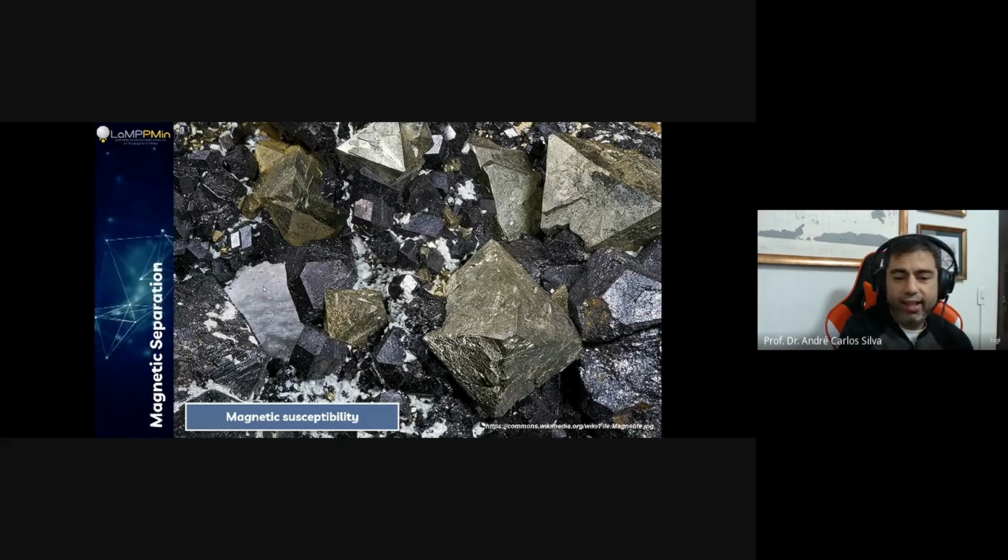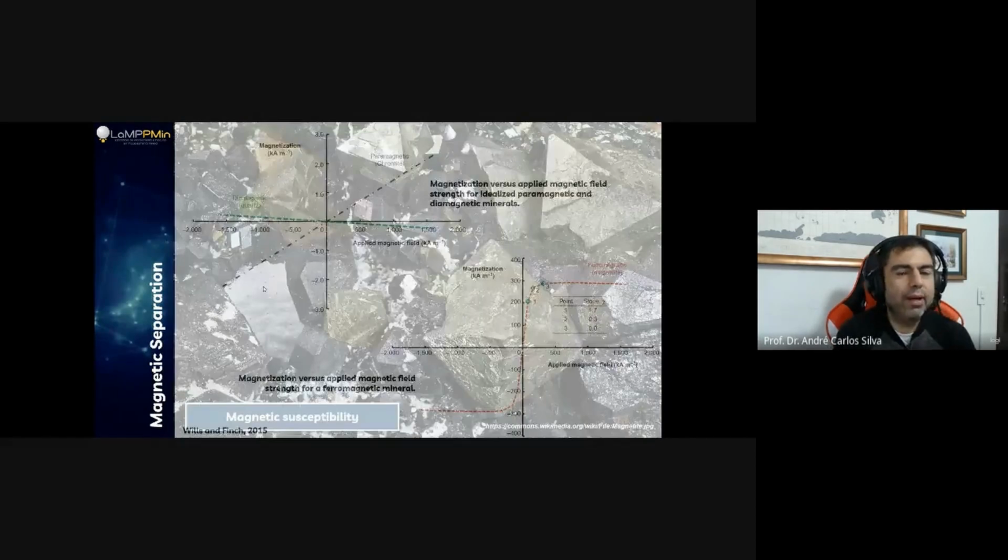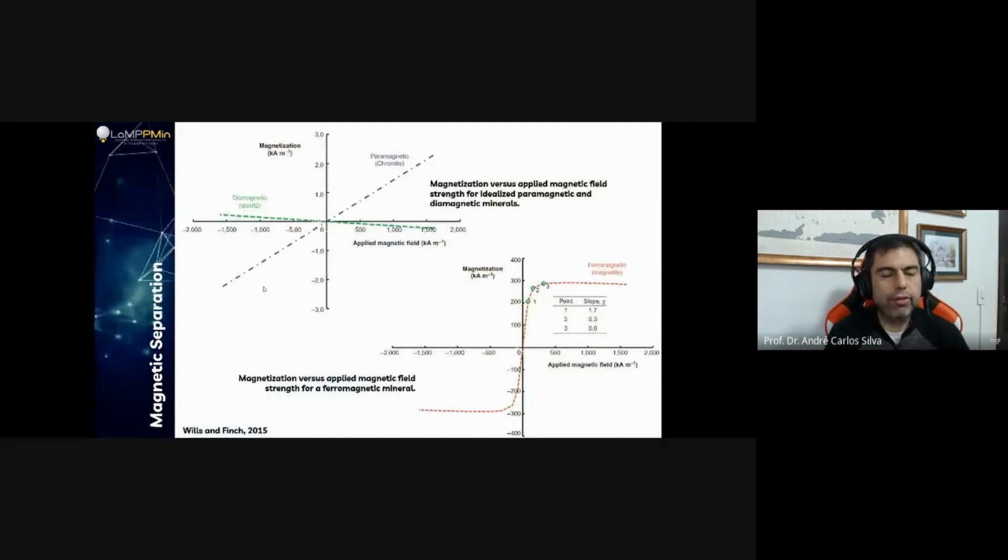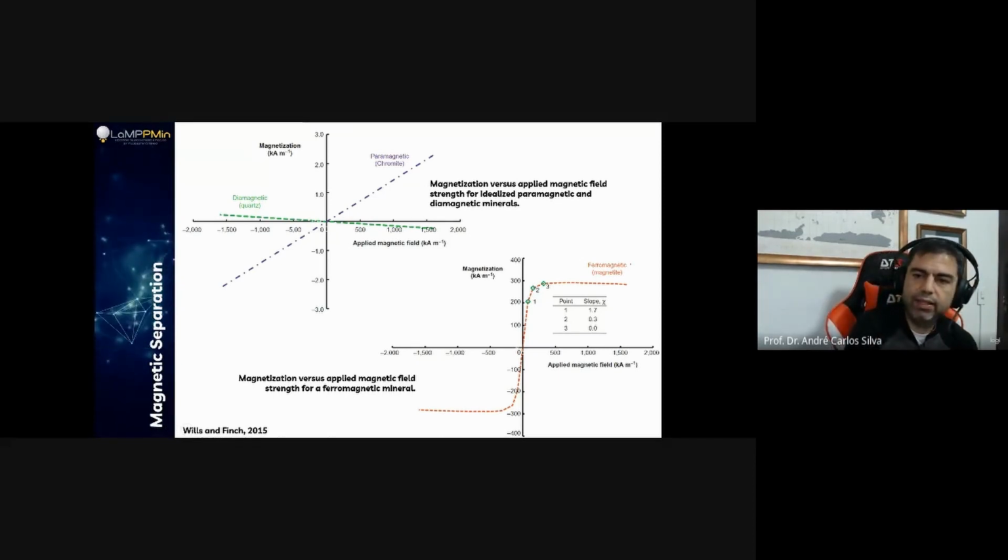Okay, so let's see some magnetic properties. In here I'm trying to show you three different minerals. We have paramagnetic minerals, diamagnetic minerals, and ferromagnetic minerals. Let's start with the ferromagnetic minerals. That will be these ones over here. And one great example of this class of minerals would be magnetite.